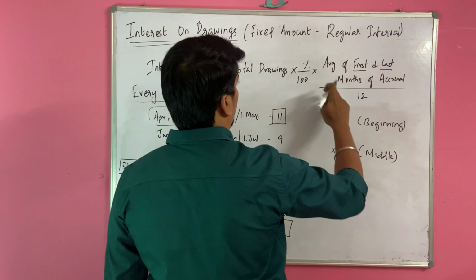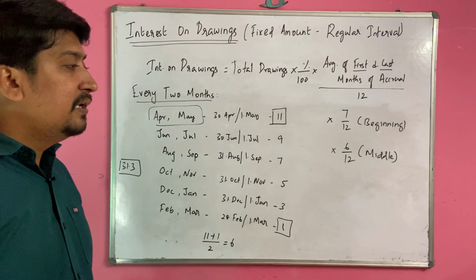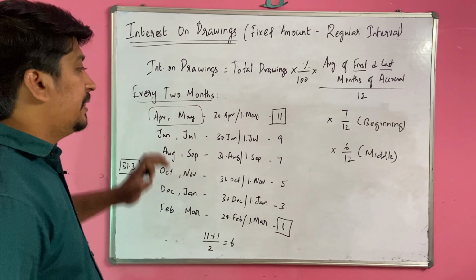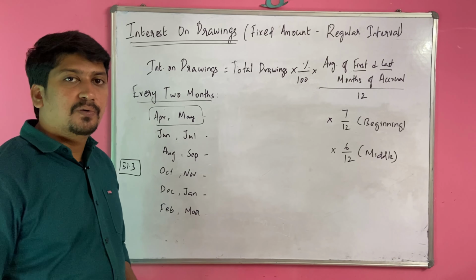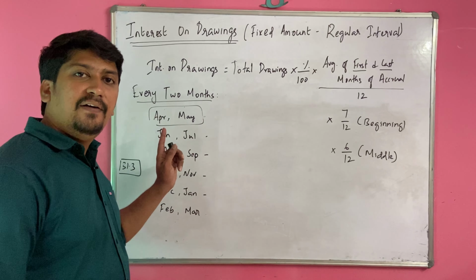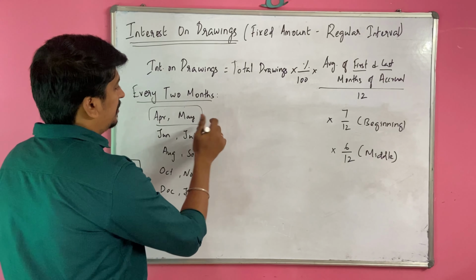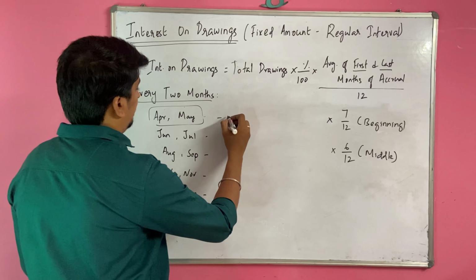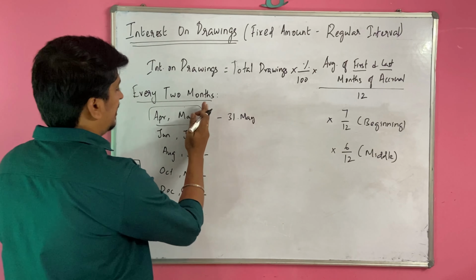So you apply 6 by 12 if the drawings are made in the middle of every 2 months. Now let's calculate what would be the average months accrued at the end of every 2 months. So this is the first 2 months. The end of the first 2 months is the end of this May. 31st May is the end of the first 2 months.